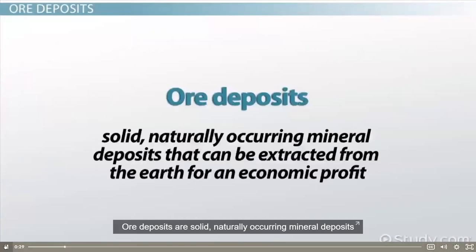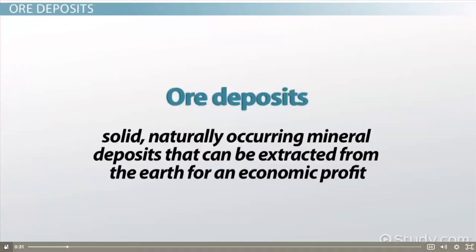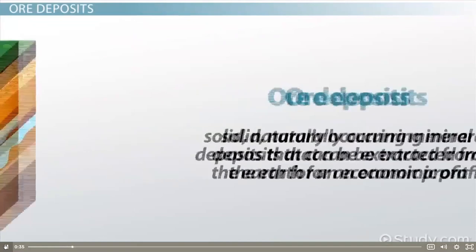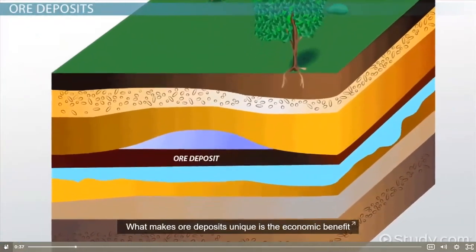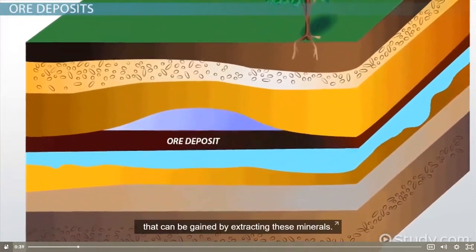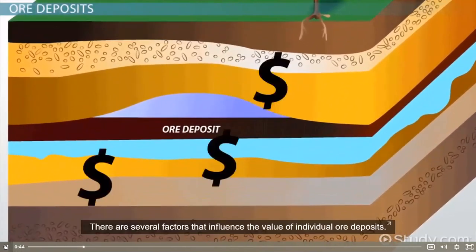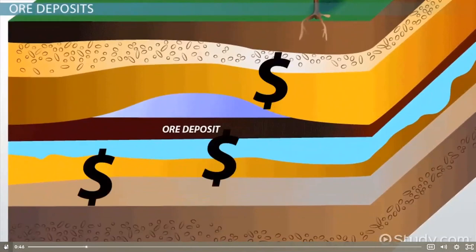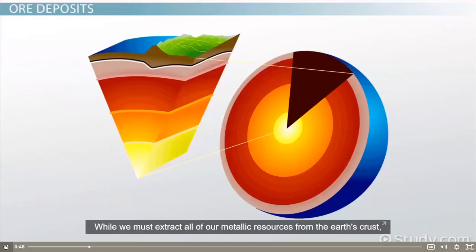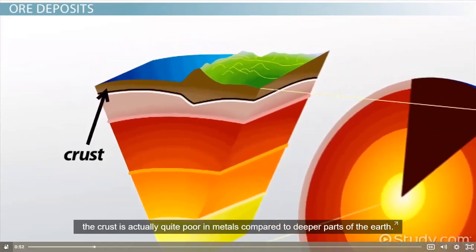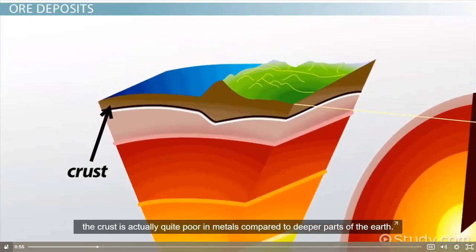Ore deposits are solid, naturally occurring mineral deposits that can be extracted from the earth for an economic profit. What makes ore deposits unique is the economic benefit that can be gained by extracting these minerals. There are several factors that influence the value of individual ore deposits. While we must extract all of our metallic resources from the Earth's crust, the crust is actually quite poor in metals compared to deeper parts of the Earth.